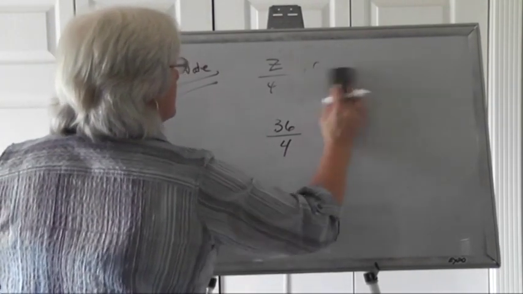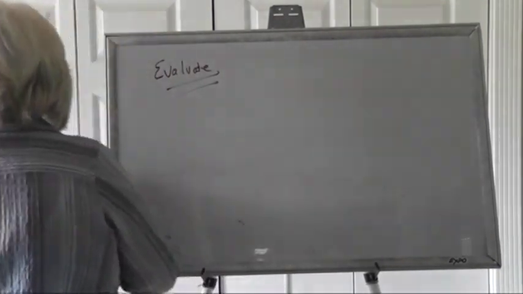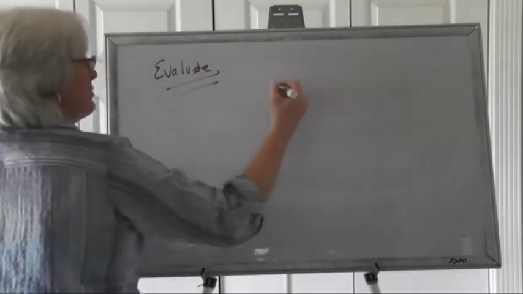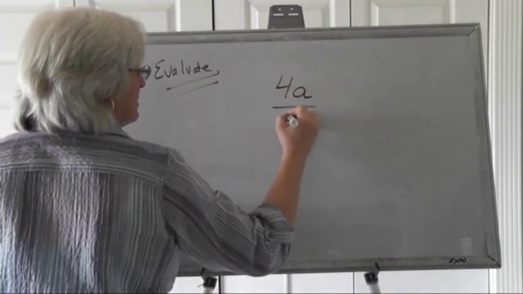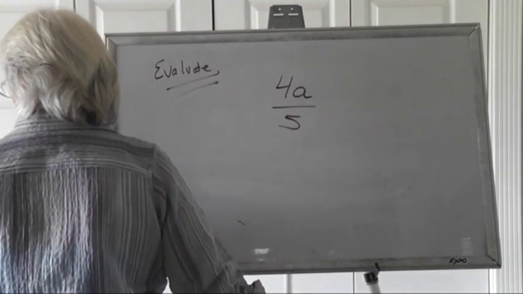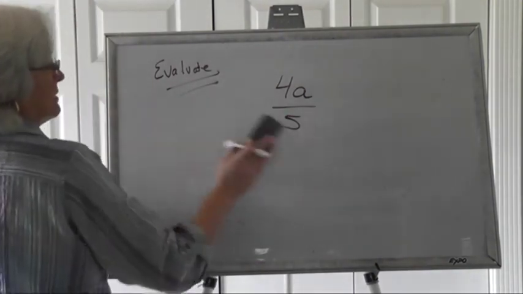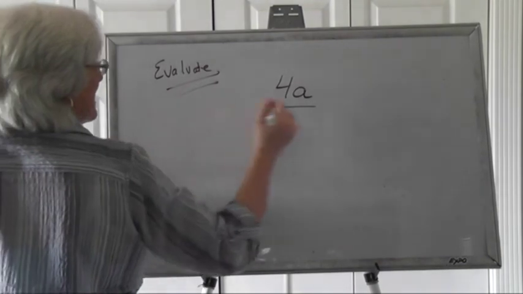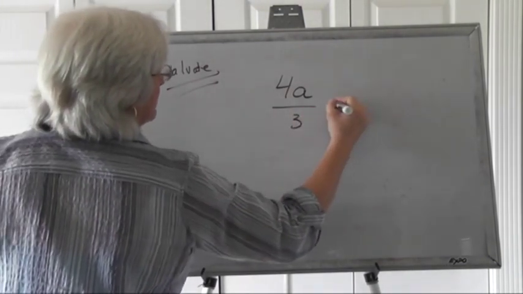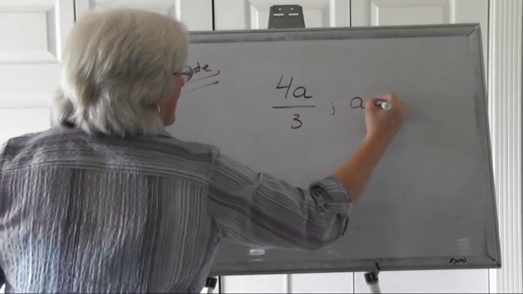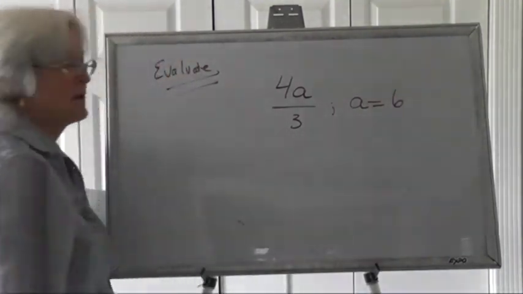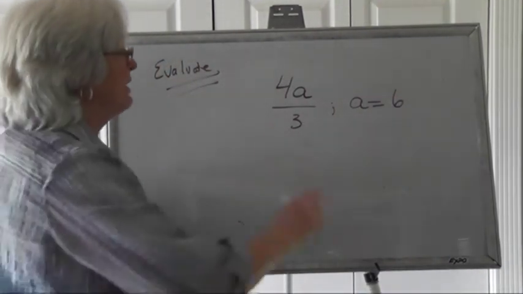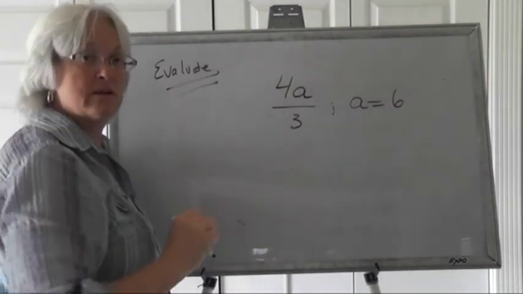So now let's do one that's just a tad bit more involved. What if we have something that looks like this? 4a over 3. Let me go ahead and copy this one exactly so that I don't have to create an answer on the fly. This says, evaluate 4a over 3 when a is equal to 6.